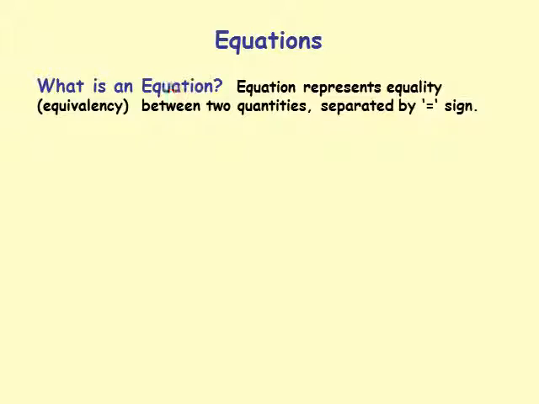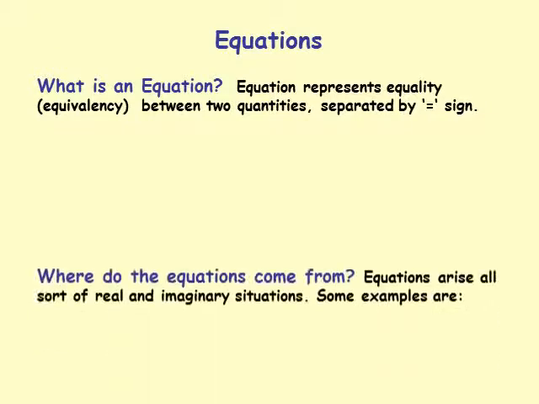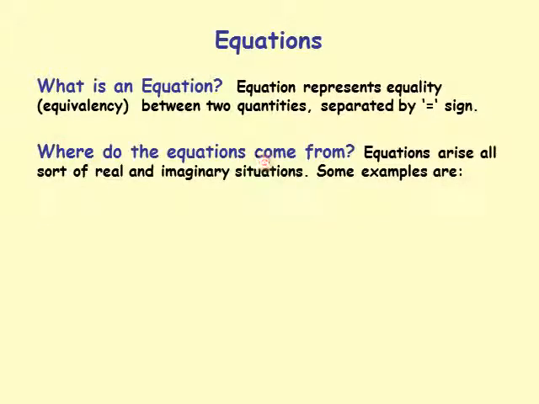What's an equation? An equation represents equality or equivalency between two quantities, and these two quantities are separated by an equal sign. Let's continue here. Where do the equations come from? Equations arise from all sorts of real and imaginary situations. In almost every field of study, there are equations.